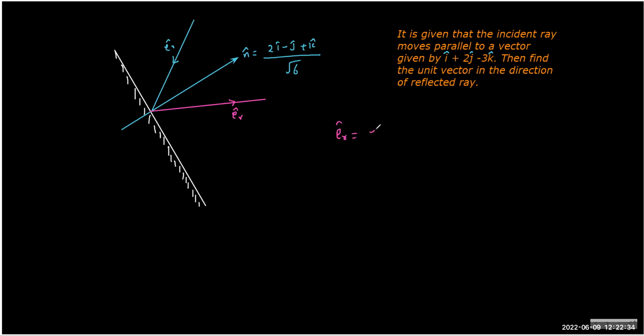So the formula says that it is ei minus, take the dot product of ei and n cap and multiply with n cap. So the ei is parallel to the vector which is i cap plus 2j cap minus 3k cap, upon, we have to add the magnitude to make it a unit vector. How much is that? Root 14. Very good. And if you take the dot between ei and n cap, so it is like 2 minus 2 minus 3, right? By root 14 into 6.